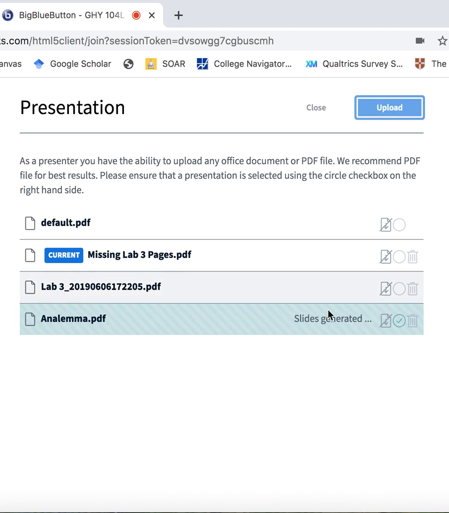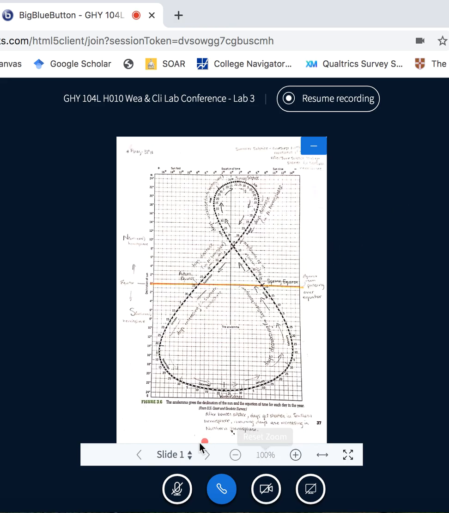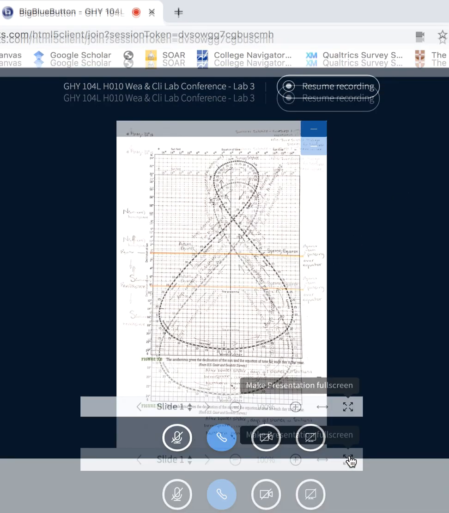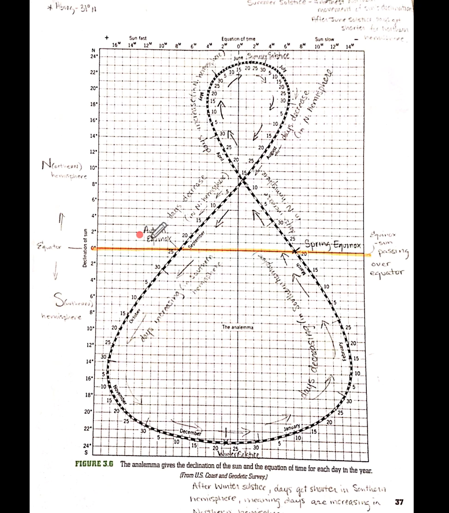Another reason I can't use Big Blue Button is some files that are too big won't load. So, okay, this looks like a lot. It is a lot, but don't worry about it. Okay, this is an analemma. This is my analemma. So, on this, we're going to read through the bottom of page 28 really quick.